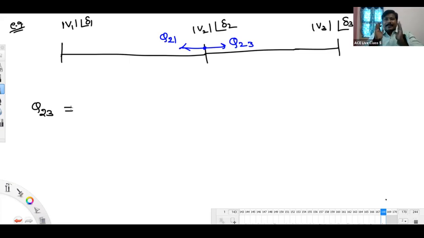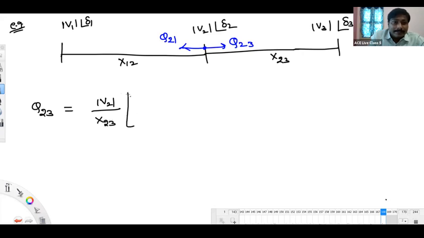Q23 equation. Simple, very simple. Just listen to my words. Which bus are we standing at? Bus 2. Bus 2 means mod V2, divided by which reactance should I take? This reactance, X23, I should take, because that's the direction, that's the flow. Direction from which bus to which bus? 2 to 3.